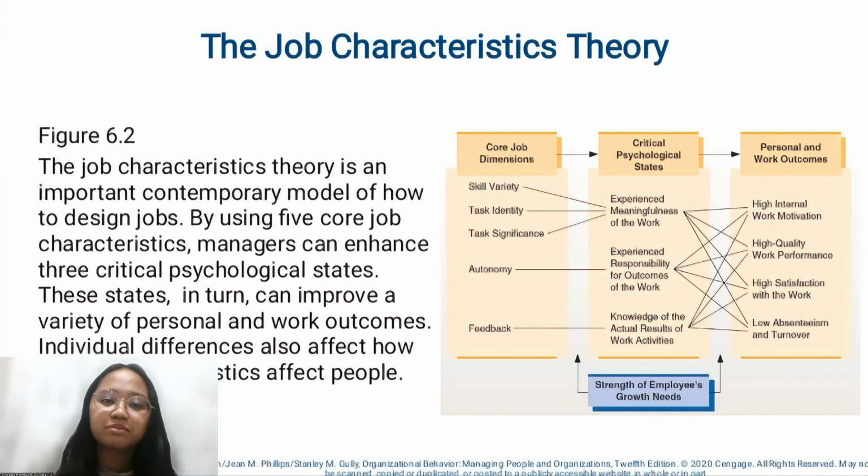And now, let's proceed to job characteristics theory. The job characteristics theory is an important contemporary model of how to design jobs by using five core job characteristics. Managers can enhance three critical psychological states. These states in turn can improve a variety of personal and work outcomes. Individual differences also affect how the job characteristics affect people.